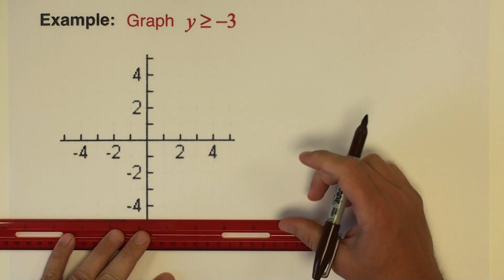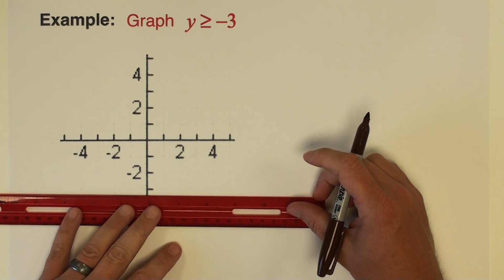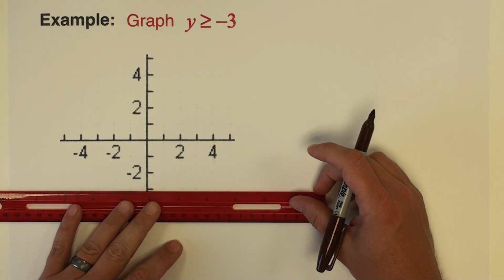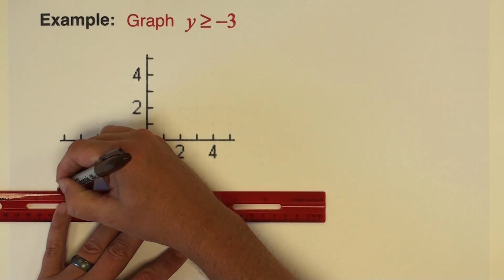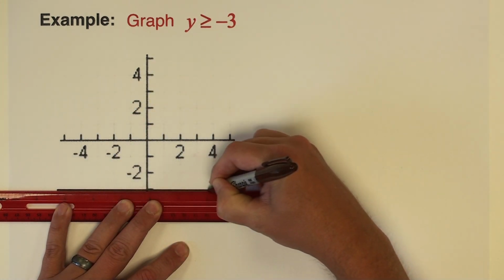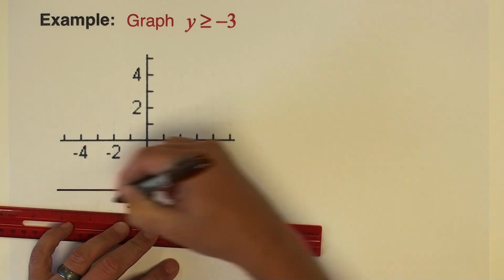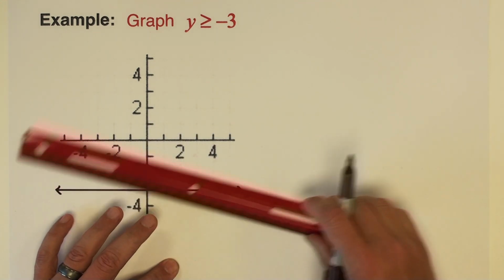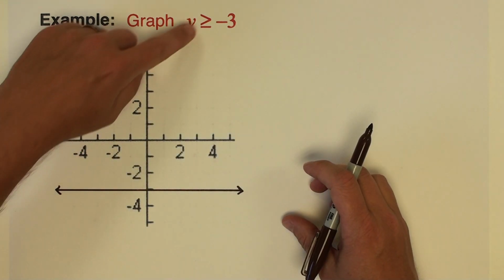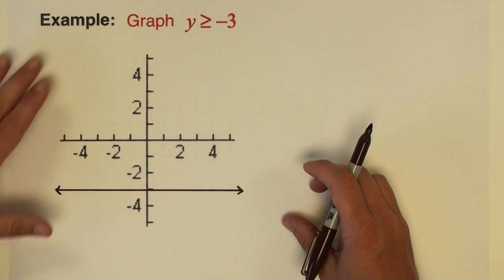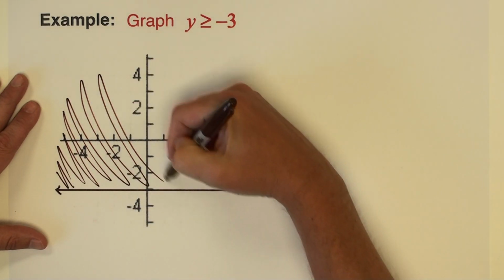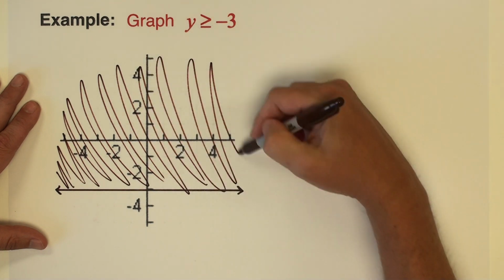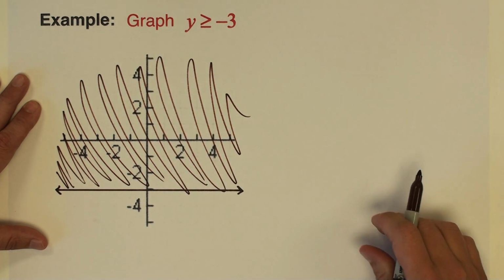There's no x in this inequality, so this is just going to be a horizontal line at negative 3. And because it's equal to, we're going to use a solid line at negative 3. Now we want greater than. Greater than is going to be everything up above this line. So we can shade everything up here and try not to dip below the line.